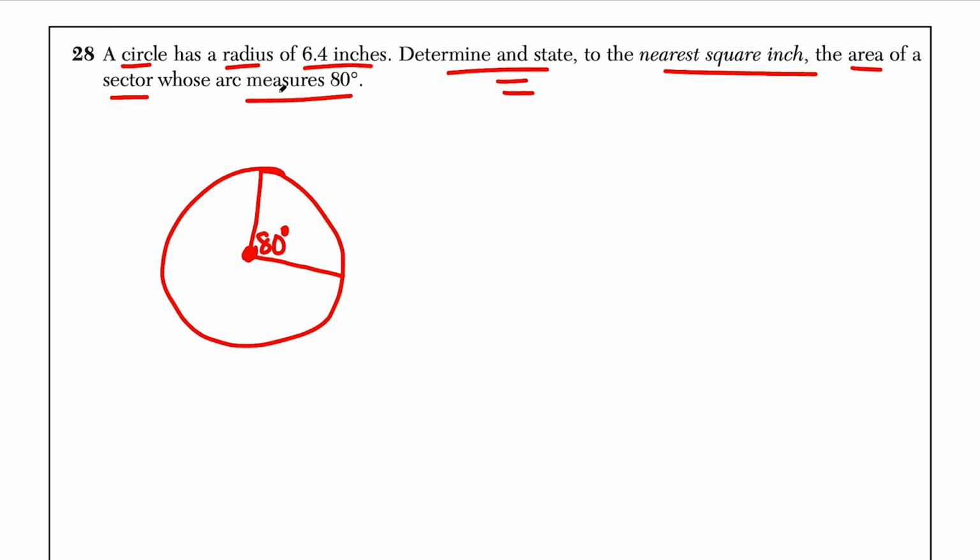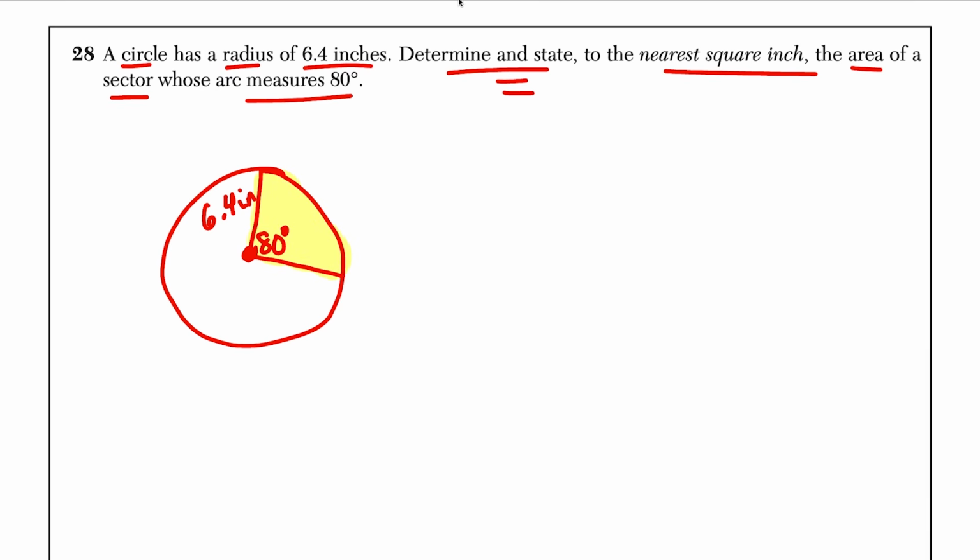And we know this because if the arc is 80 degrees, the measure of a central angle is equal to the measure of the arc that it intercepts. So now I'm going to label the radius here as 6.4 inches. And what we're finding is the area of just this section here. So we're finding the area of this space.